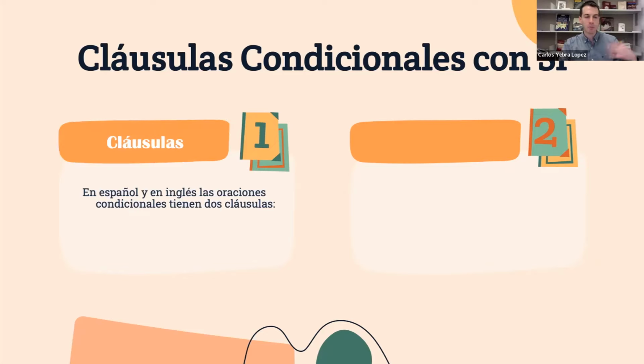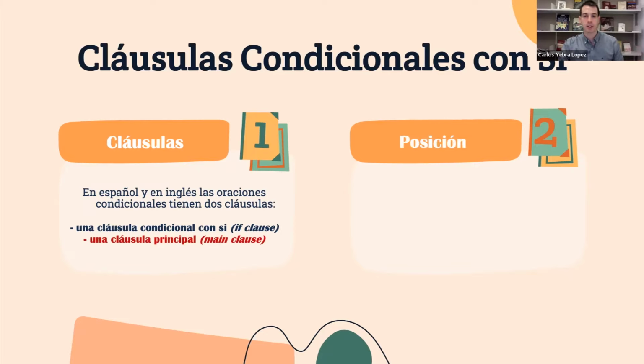Now, first of all, both in Spanish and in English, conditional sentences have two clauses. A conditional clause with sí in Spanish or if in English. Now, notice that this sí, unlike the equivalent of yes, does not have an accent because it's a conditional if rather than an adverb of affirmation as in yes, in which case it does have an accent. So two parts, the cláusula condicional con sí, the if clause, and then the main clause, which does not feature sí or if.